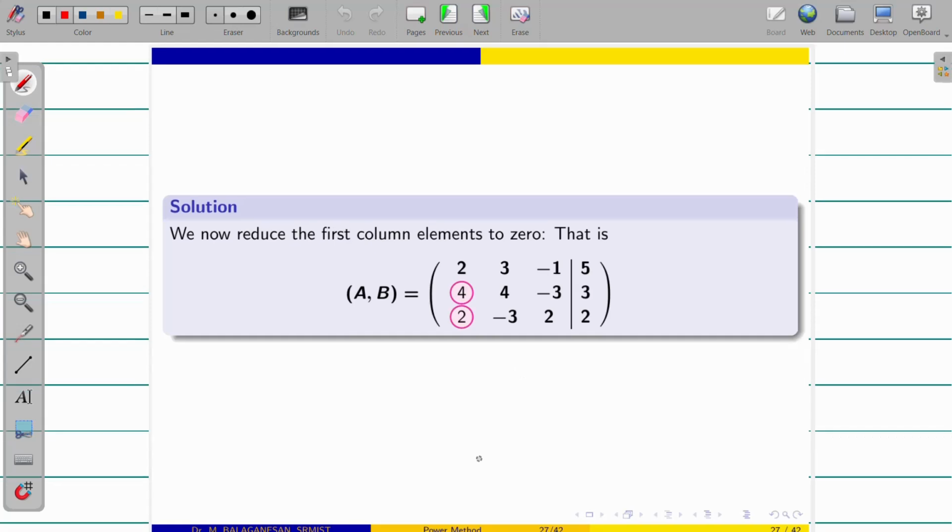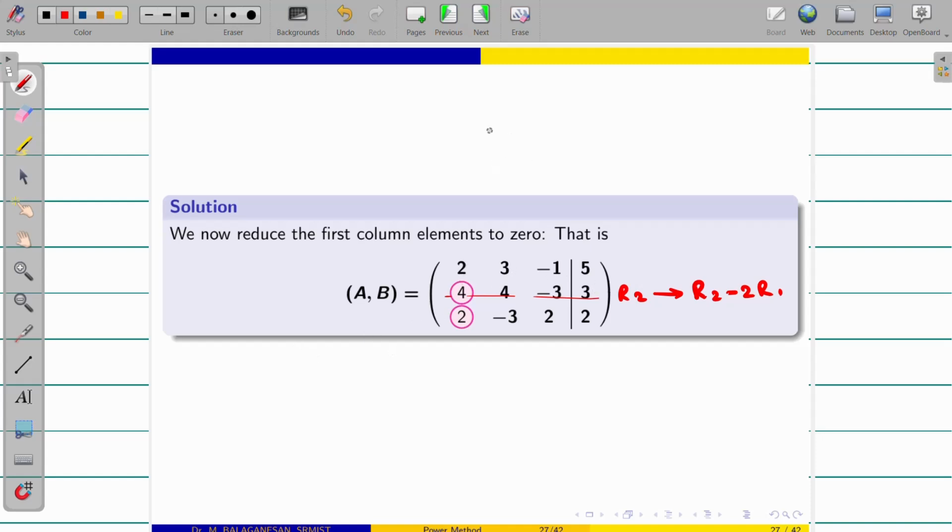Now, first step. We have to reduce the first column elements to 0, so we use the first row. I am going to write the explanation. R2 I am going to change now, and write it as the new R2. R2 tends to R2 minus 2 into R1. So I have to multiply R1 by 2 and subtract; easily I can get the answer.